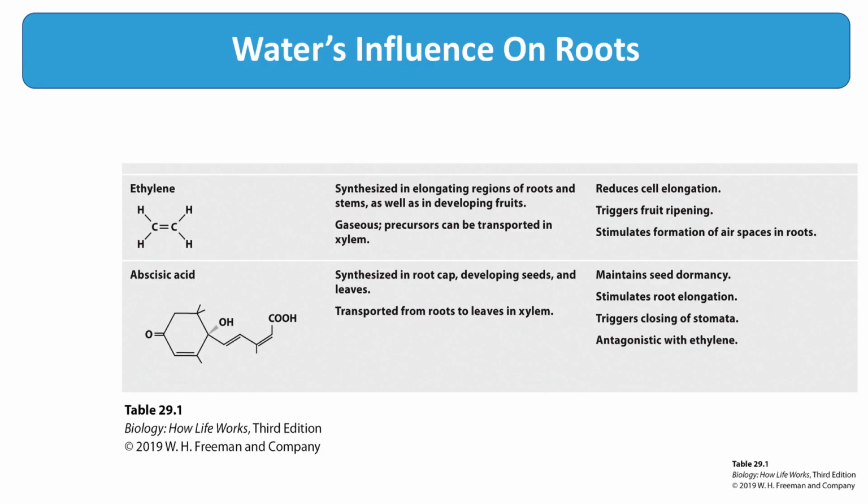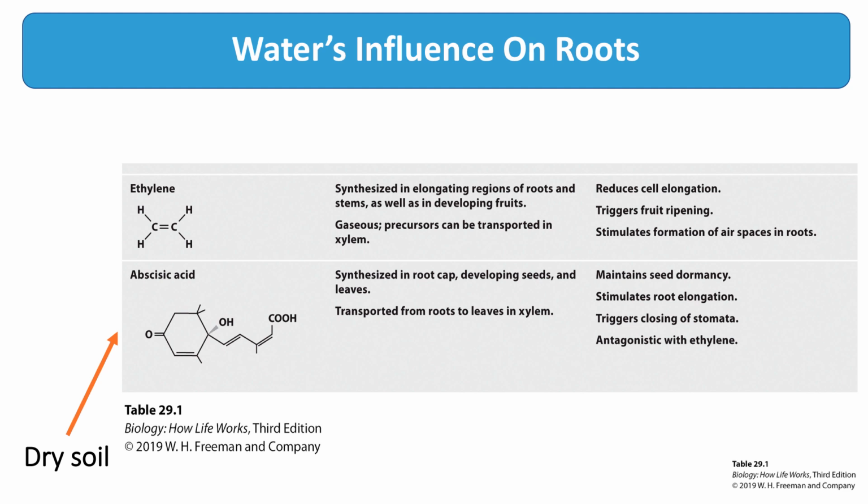To talk about water's influence on roots, we're returning to our table of the major hormones because we need to talk about ethylene and abscisic acid. During drought conditions, plants will produce more roots with fewer branches, and these roots will penetrate deeper into the soil to increase the chance of reaching moist soil. Since the root cap is not directly connected to the plant's vascular system, the water content of the root cap cells can provide a good indication of the moisture content in the soil.